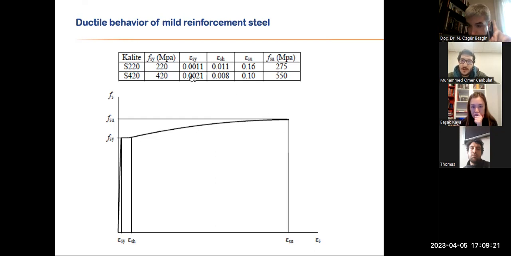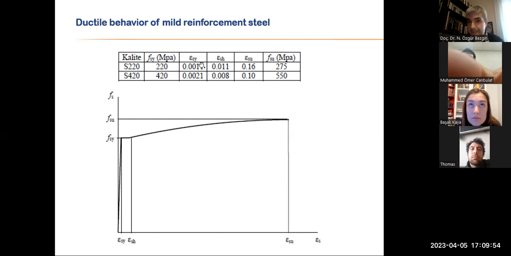Now, by the way, mind you, the elastic strain is 0.1% for S220, 0.2% for S420. The plateau is 1.1% for S220, 0.8% for S420, and then this part is 16% for S220, 10% for 420. So this is a big time larger than this, quite a lot, like 16 times higher, 10 times higher. So let's think like that.